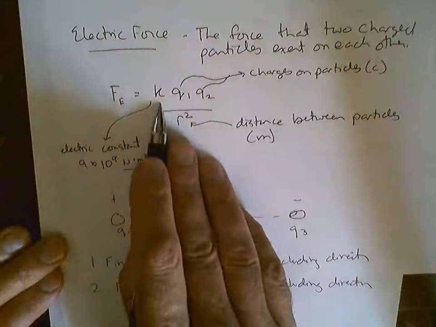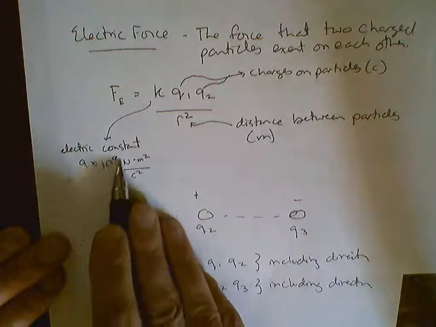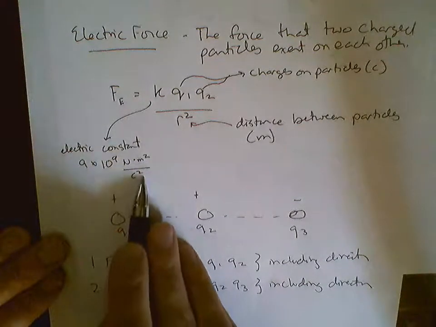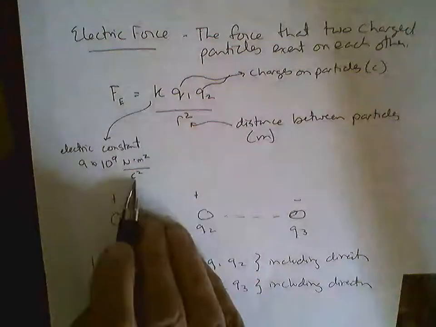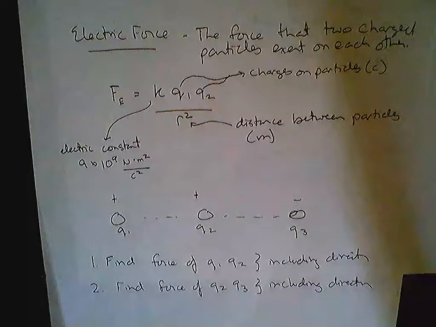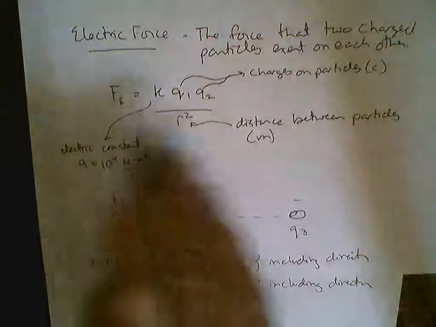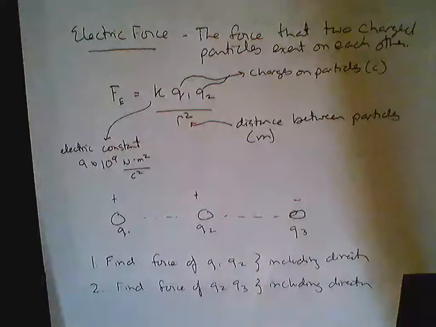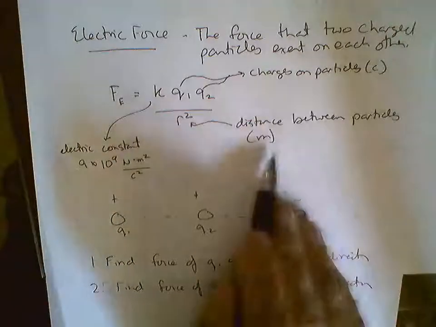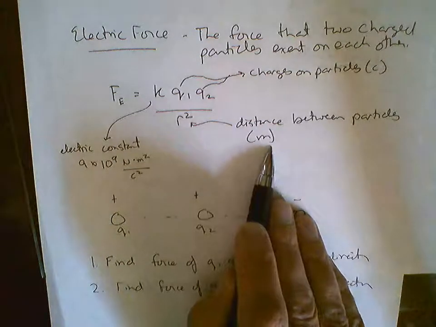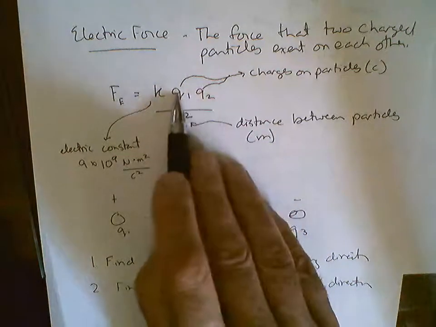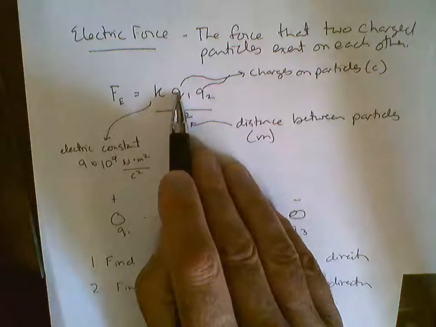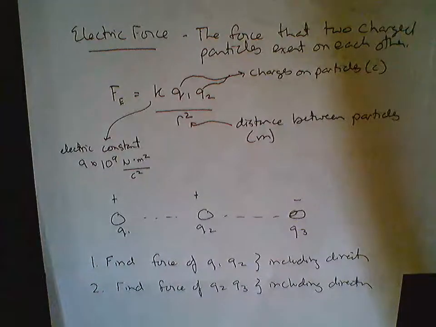Well, we have a constant. Our constant is 9 times 10 to the 9 newtons meters squared over C squared. Now, C is coulombs, by the way. All this does is marry together all of the different units that are in this formula. So newtons here, coulombs here, radius here. Radius is the distance between particles in meters, which could be tricky with what we're doing because we're going to be doing small distances. These are the charges on your particles. Remember, when we did gravity, it was mass. Now we're doing charge as we go along.